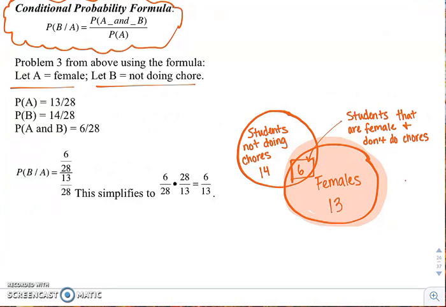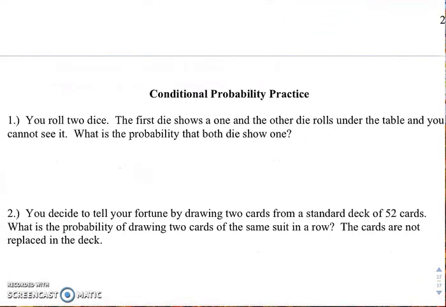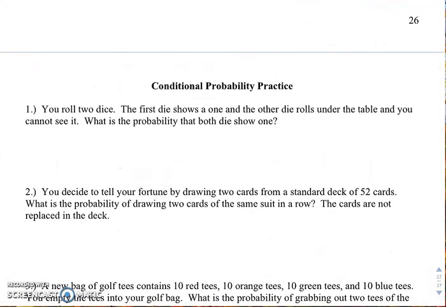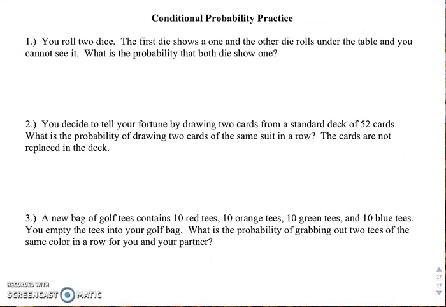So whether you want to use the formula or Venn diagrams, I think they both work the same way. The Venn diagrams are a lot more helpful if they are dependent events of one another, but they work for both. I know the next page is practice, but I want to do 2 of them with you. So let's do number 1 and number 2.